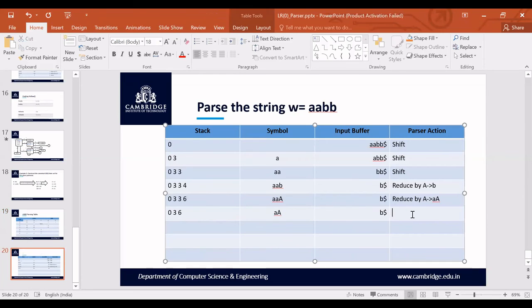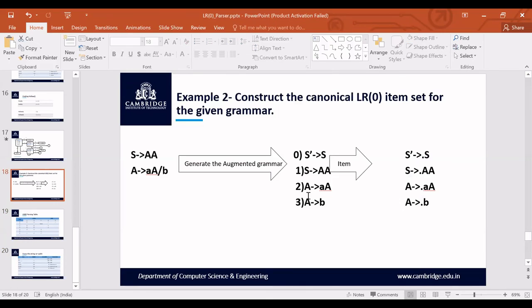Okay. Reduce by R2. R2 is again the second production rule, A derives AA.